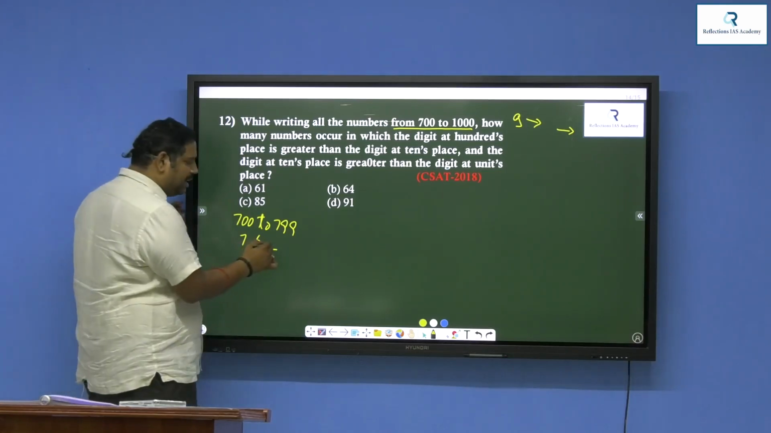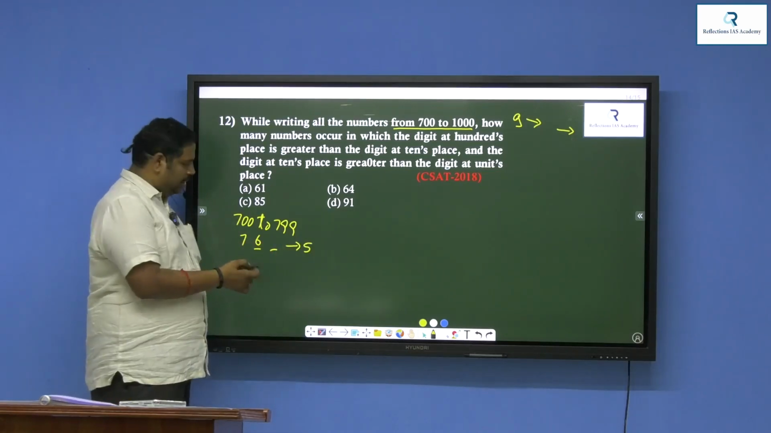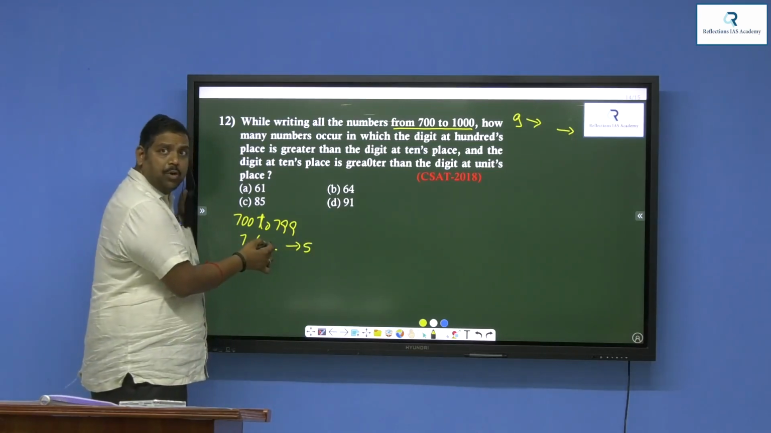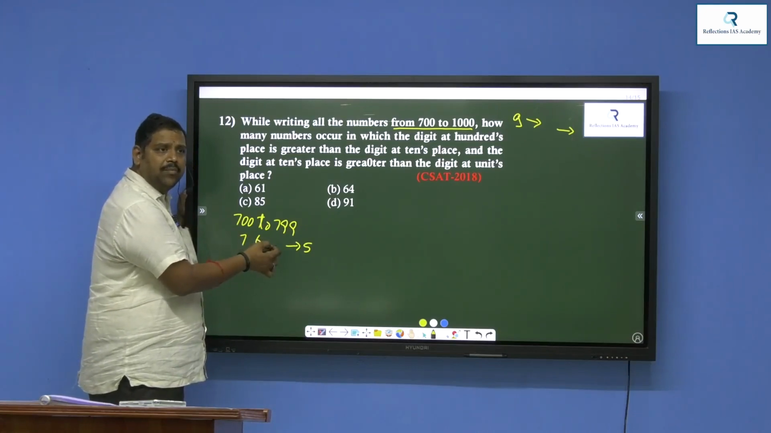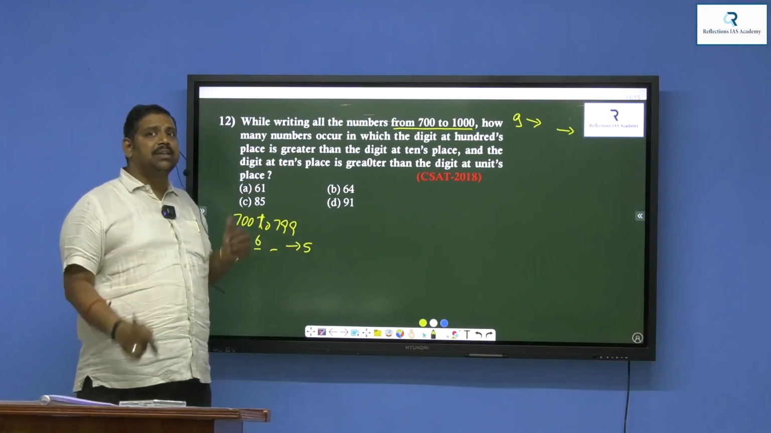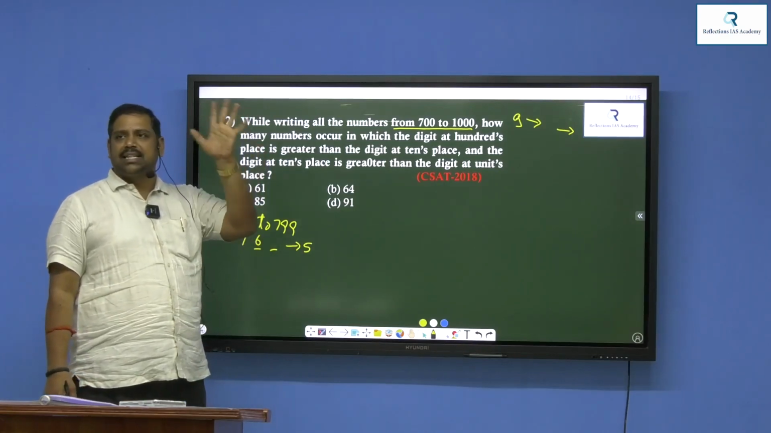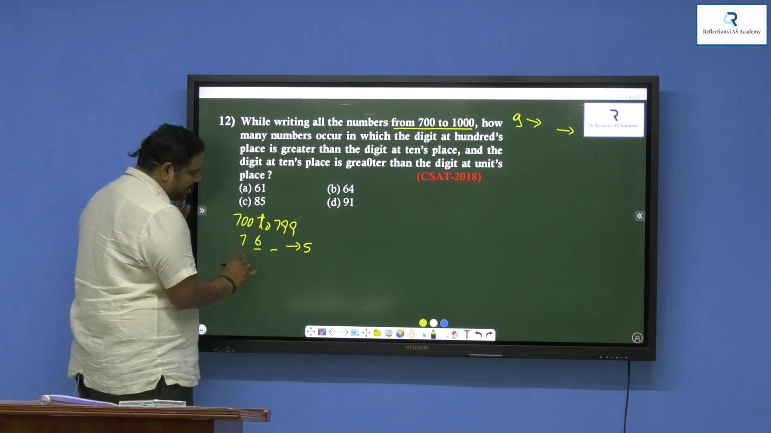So how many ways can I fill it? I am unable to write all. So is 760 a possibility or not? 761, 762, I don't know. How many cases do we have? 6, because the units place can be 0, 1, 2, 3, 4, 5. 6 cases. Suppose this is 7.